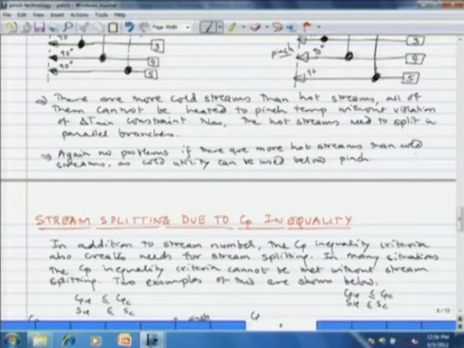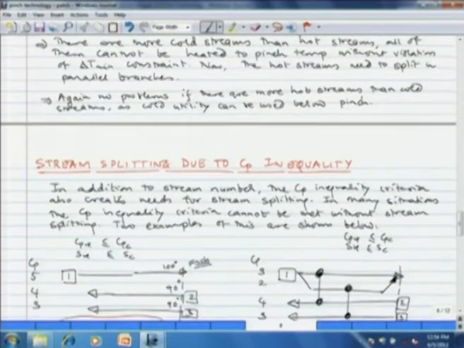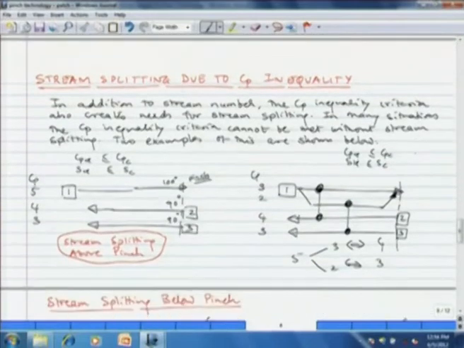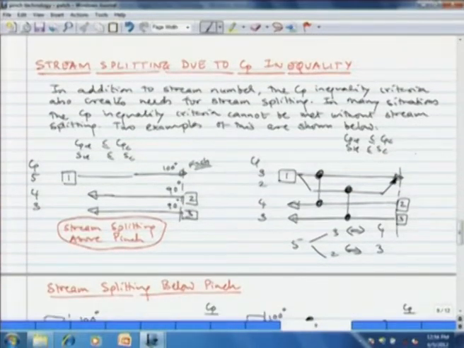Again, if there are more hot streams than cold streams in the below pinch region, we have no problem, because we can use hot utility in the below pinch region. The stream splitting could also be required because of Cp inequality, and one such problem is shown on the screen now. We have, let us say, 2 cold streams in the above pinch region and 1 hot stream.